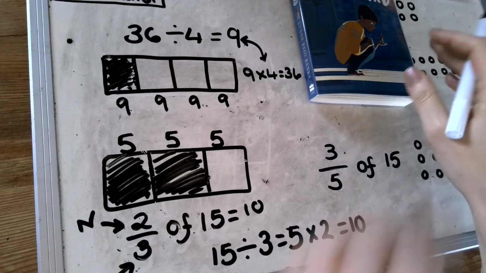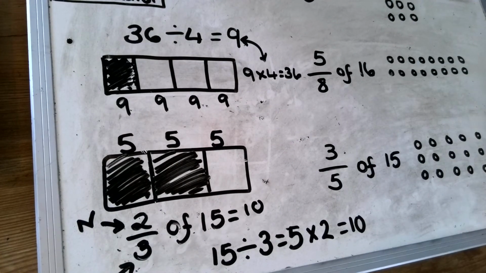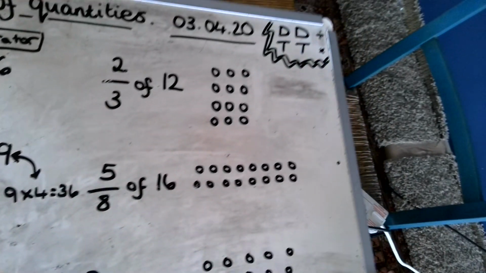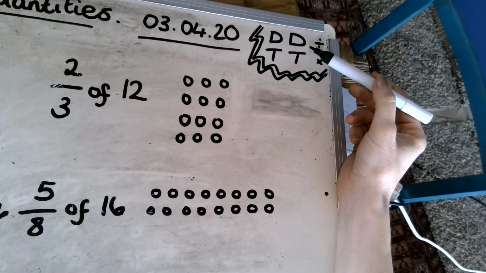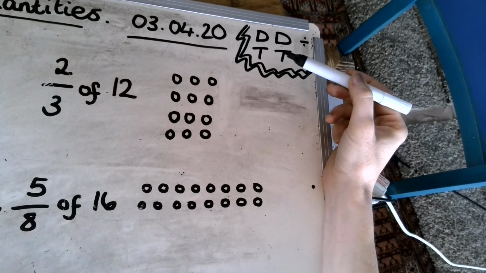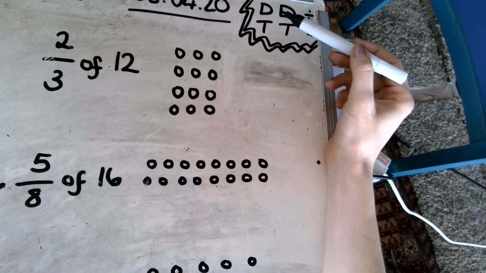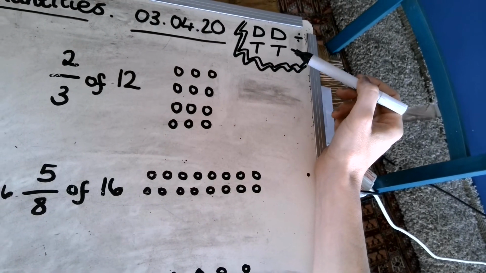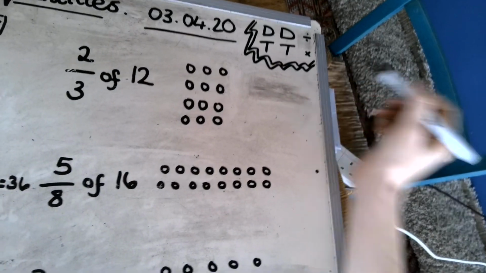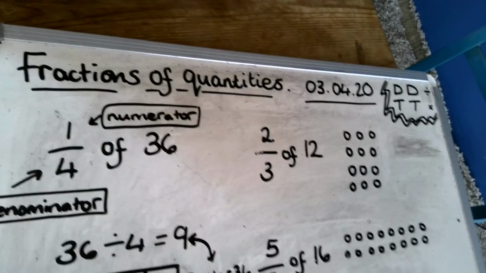So today we are going to try and remember that we divide by the denominator and we times by the top. See if you can say that out loud to help you remember. Divide by the denominator and times by the top. We're timesing by the numerator. But I've said top because TT and DD help me to remember a little bit better.